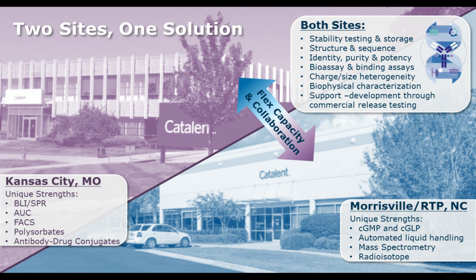Specifically, at the Kansas City and RTP sites, we specialize in biophysical characterization, stability testing, and the development of methods to measure compound CQAs. Some unique strengths of the Kansas City site are the BLI and SPR testing, analytical ultracentrifugation testing, FACS analysis, the analysis of polysorbates and other kinds of lipid molecules, and the characterization and testing of ADCs.